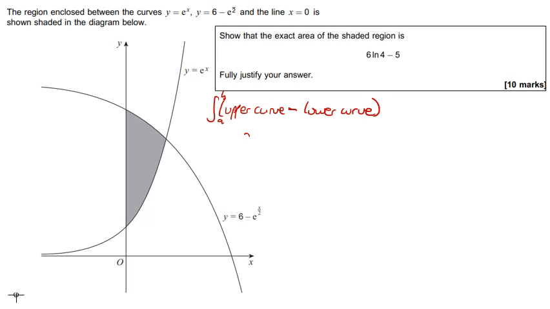So here, the upper curve, this one here, this is the 6 minus e to the x over 2, and then subtract the lower curve, which is just e to the x. So that bit's easy, and we can see from the diagram we're integrating from 0. In fact, we're told that in the question as well. But we need to find this other point here, this intersection point. So we need to equate the two lines. So let's do that over here. So e to the x is equal to 6 minus e to the x over 2. Let's move everything to the same side of the equation.